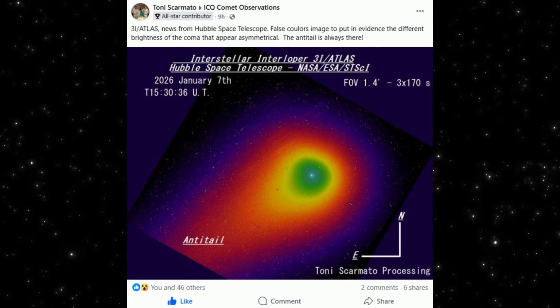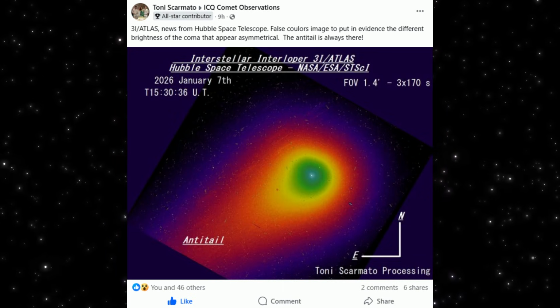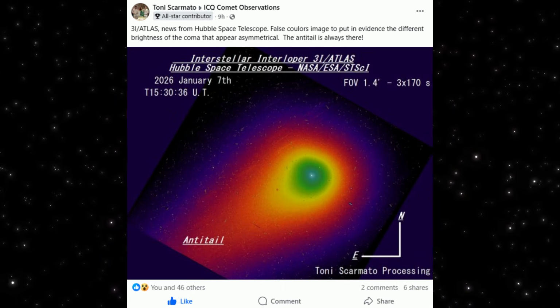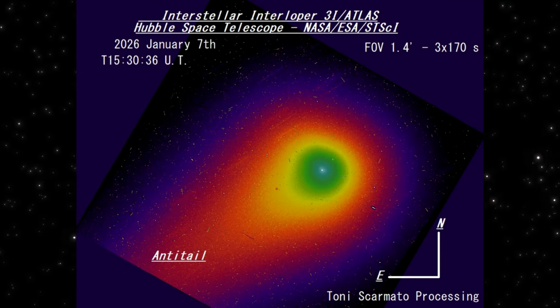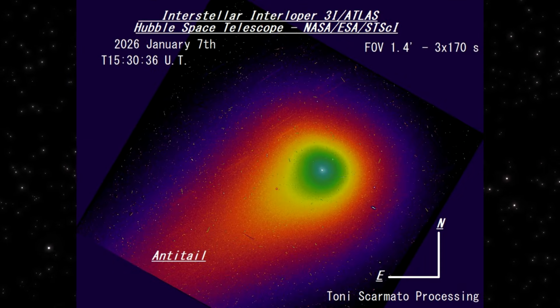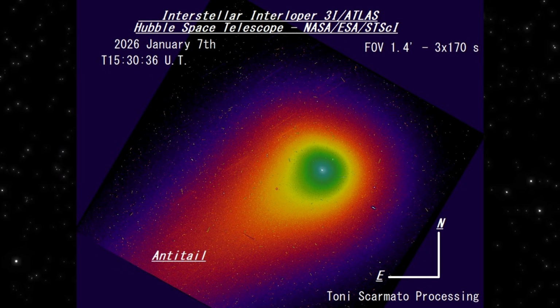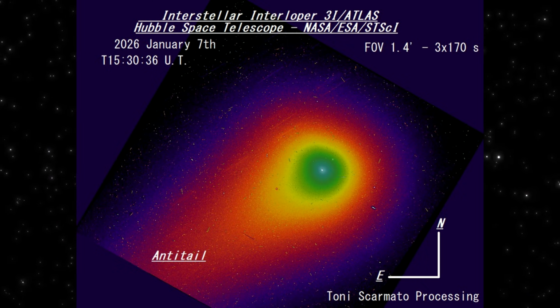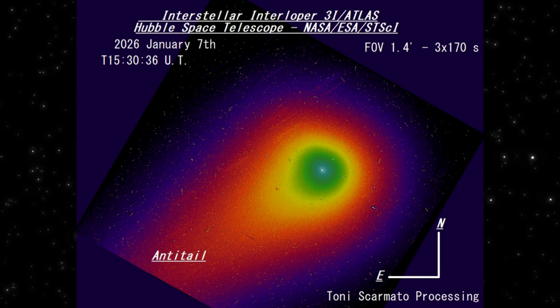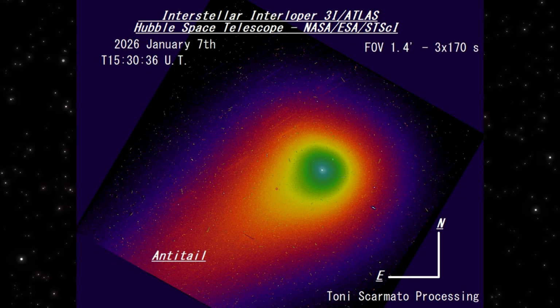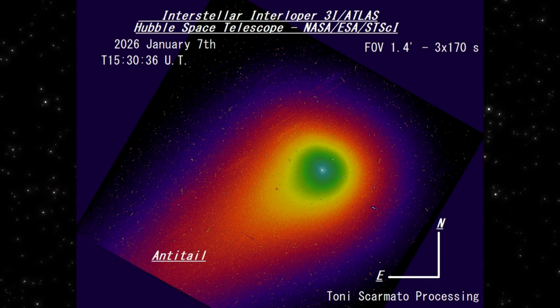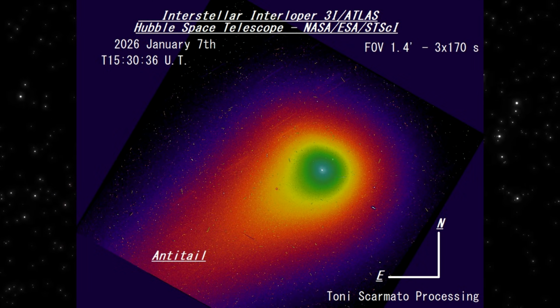This first image of 3I Atlas comes from the Hubble Space Telescope, processed and shared by Toni Scarmato. At a glance, it looks colorful and dramatic, but this isn't about aesthetics. These are false colors, used deliberately to map brightness across the coma. Brighter regions are pushed toward green and yellow. Fainter dust fades into red and purple. What you're really seeing is structure.